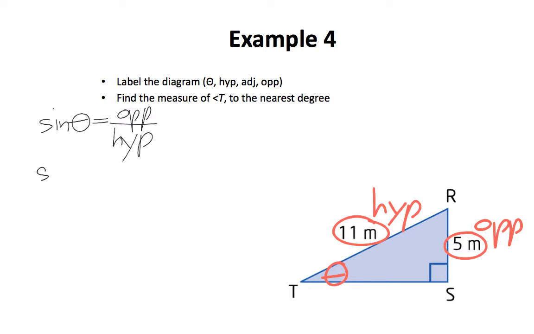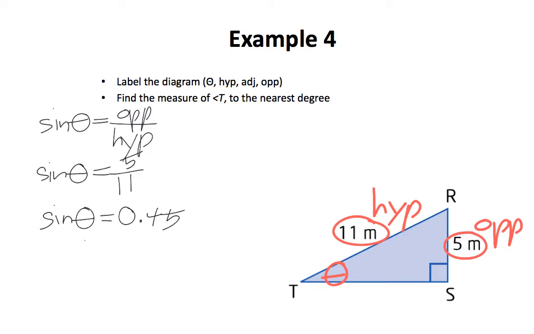Next, I'm going to substitute in my known values. Since I do not know what theta is equal to, let's just leave it alone. Opposite is 5 and hypotenuse is 11. I cannot do anything to the left side of the equation, so I'm going to leave it alone for now. 5 divided by 11 is 0.45.